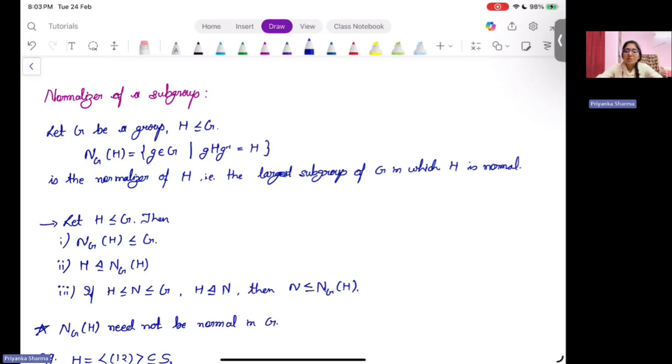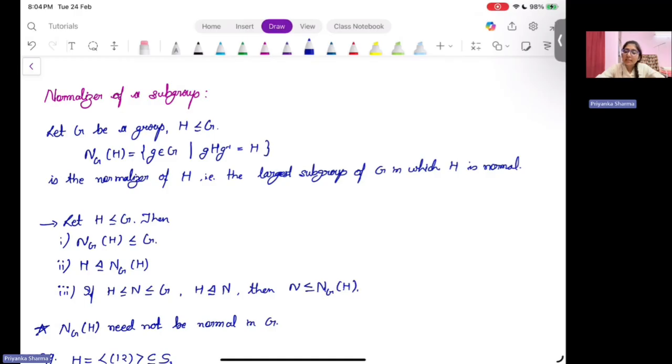Okay. So whenever we have a group and a subgroup which is already normal in the group, then the normalizer will be G itself. But if we have some H which is not normal in G, can we have a subgroup of G in which H is normal? Yes, we can, and the largest such subgroup is known as the normalizer. That is, a subgroup which normalizes a given subgroup of G.